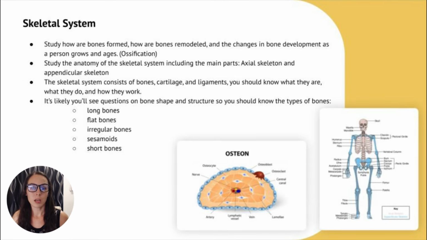So you need to understand ossification. This process typically occurs during childhood and involves the transformation of soft cartilage into hard bone by depositing minerals like calcium and phosphorus. Lastly, let's talk about bone remodeling. This is an ongoing process that replaces old, mature bone tissue with new bone.